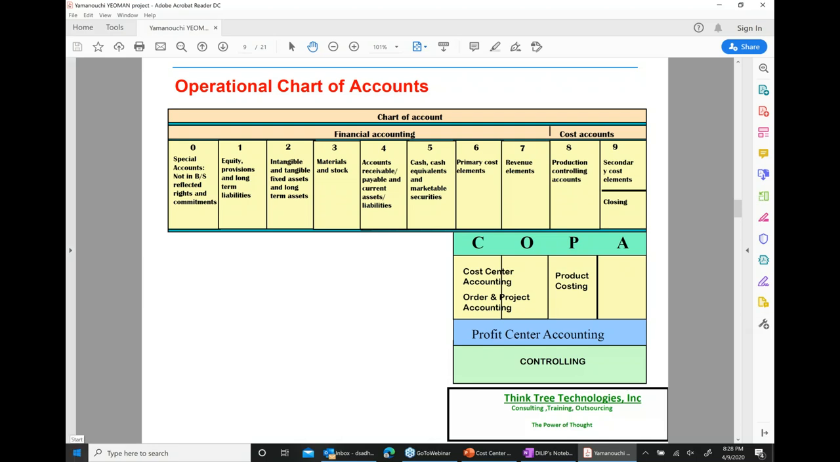But if you look at this picture though, data to controlling also flows from GL. GL is the entry of the data. So if you see, this controlling is in the bottom side, in the chart of account, and financial accounting on the top. The reason is because that is the data entry point.